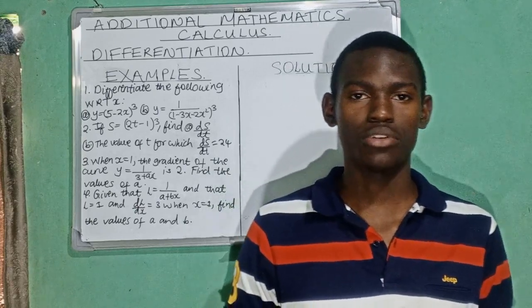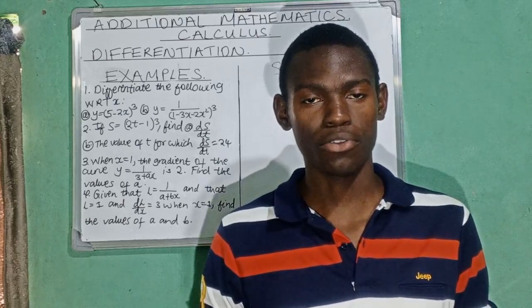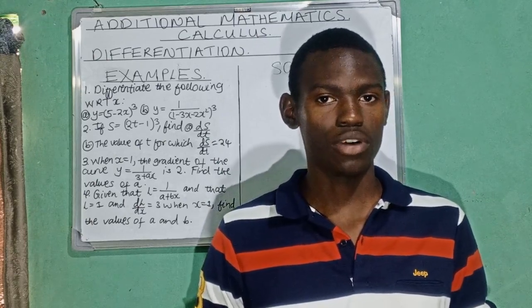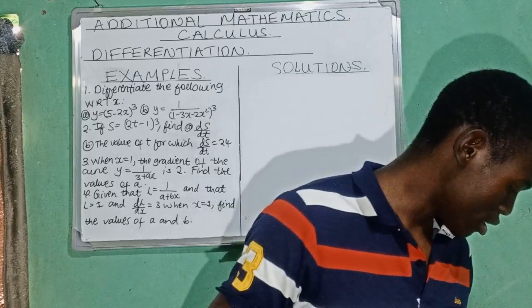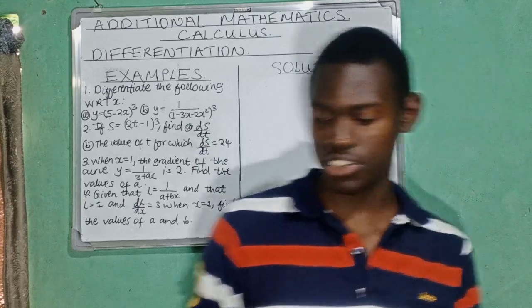Alright, so we are continuing on the chain rule examples. This is example number 4. In this video, we'll delve into how to answer example number 4. Alright, let's get on with the video and answer the question.